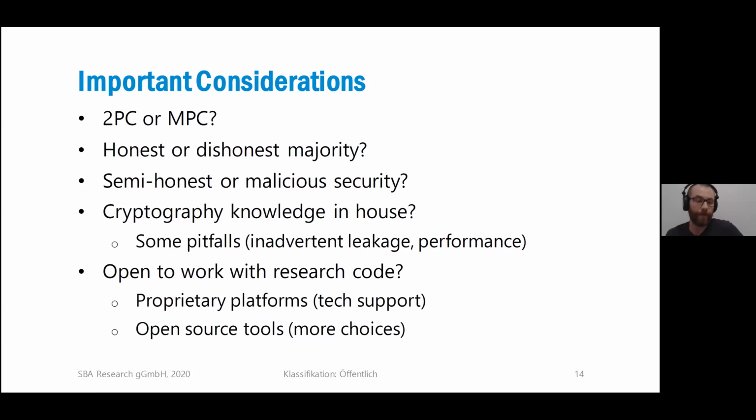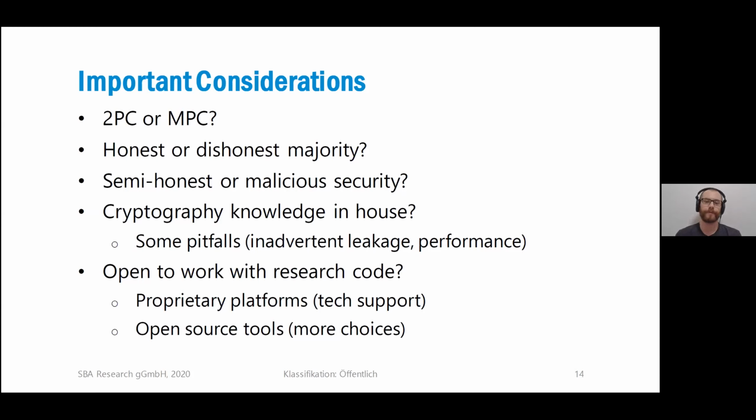And another very important question, I think, is how open are you to work with research code? Because there are some proprietary platforms and there are some vendors who basically support you and help you with applying MPC. But there are not many right now, and there are a lot more open source tools, but the downside is, of course, there's less tech support, or sometimes there's no tech support.